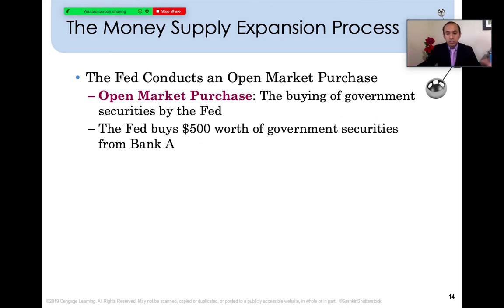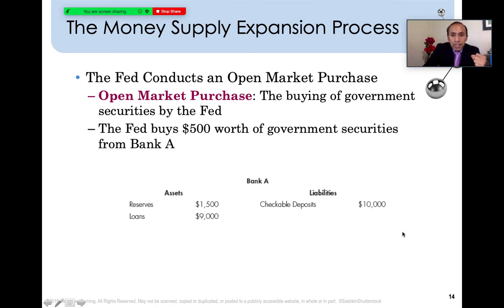And those reserves could be used for loans. So here we have it. So we have the checkable deposits that were $10,000 originally from the previous client, and they kept $1,000 in reserves.